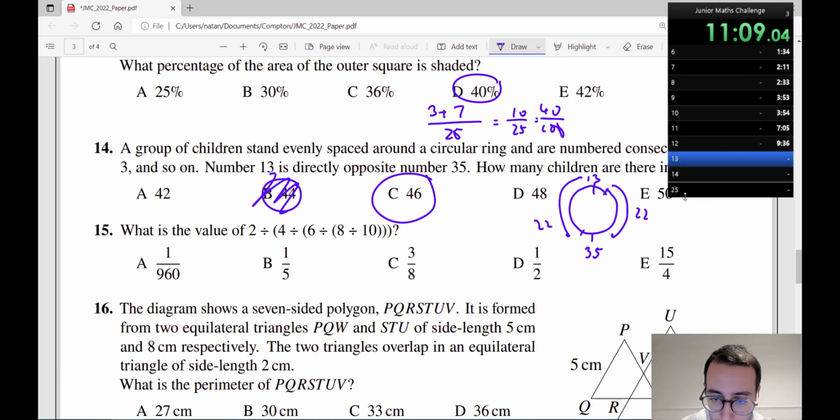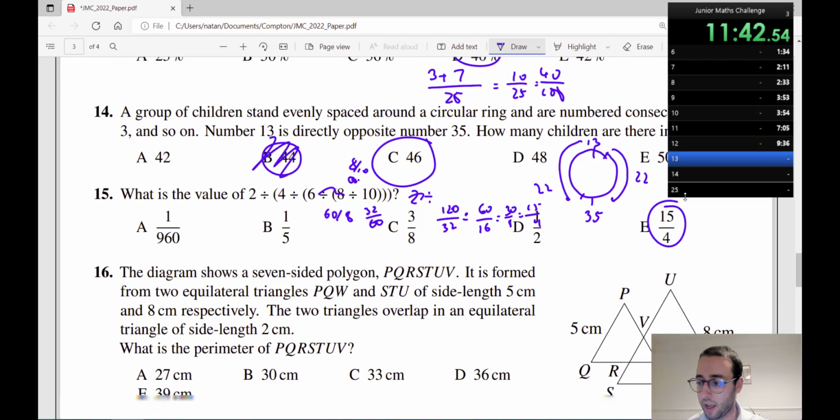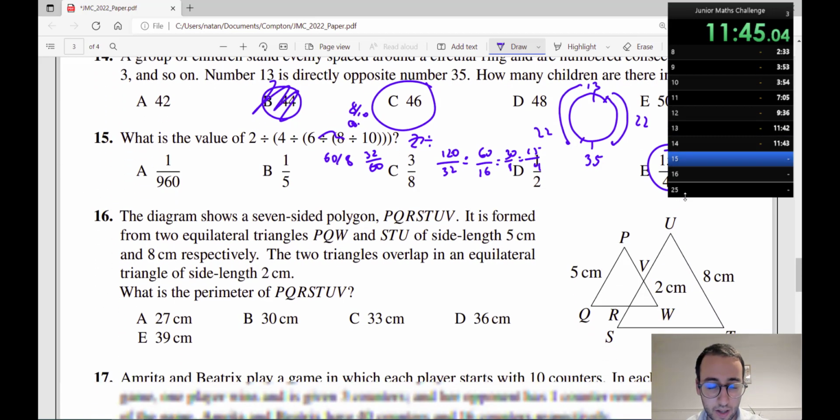Okay, this is 8 divided by 10, which is 8 over 10. 6 divided by 8 over 10 is 60 over 8. 4 divided by 60 over 8 is 32 over 60. 2 divided by that is 120 over 32, which is 60 over 16, which is 30 over 8, which is 15 over 4. Okay, oh, so bad at that.